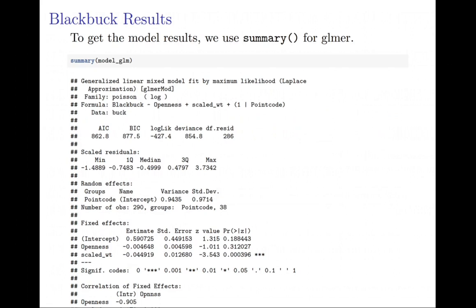So our glmer model looks like this. Blackbuck is a function of openness and scaled weight, plus our random effects, and then family equals Poisson. To get our results, we have to use summary for glmer instead of ANOVA, and it's not clear to me how you specify your sums of squares here, so I would just use summary. When you do that, you can see here that the openness, or how open an environment is, does not affect the observations of blackbuck. However, the biomass definitely does, and it seems to be a negative relationship.